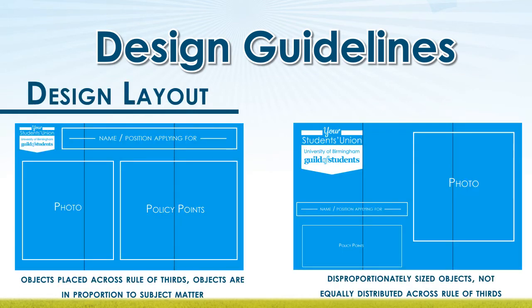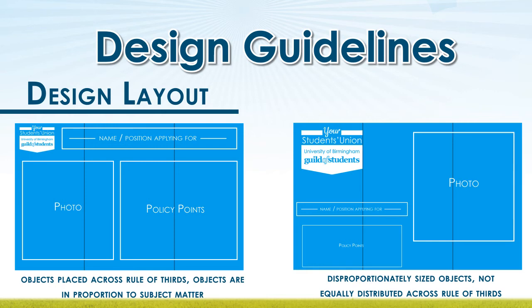A second piece of advice which will help with the clarity of your visual manifesto is the design layout. Laying out your information correctly will make it easier to read. Please see the two examples highlighted. The example on the left places information evenly across the entire page, which is split into 3 equal portions to demonstrate this. The information is proportionately sized and relevant.